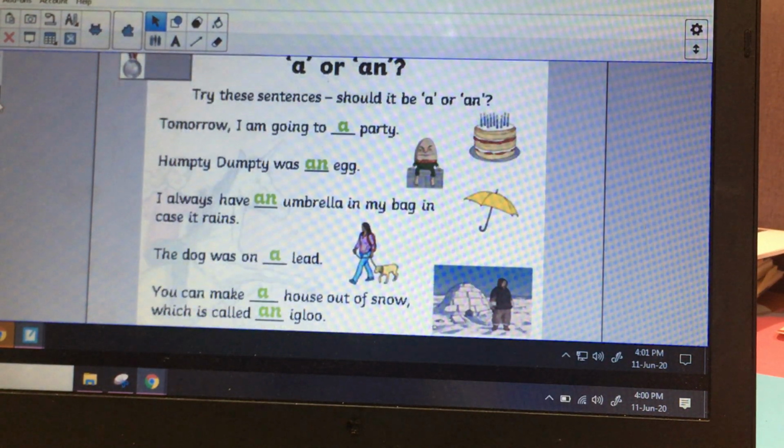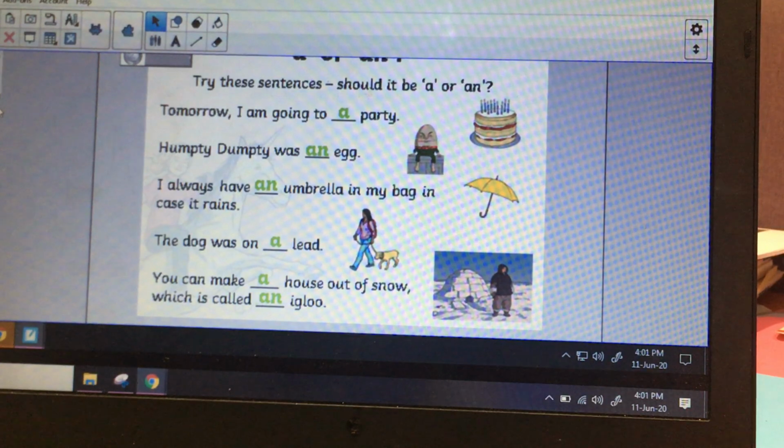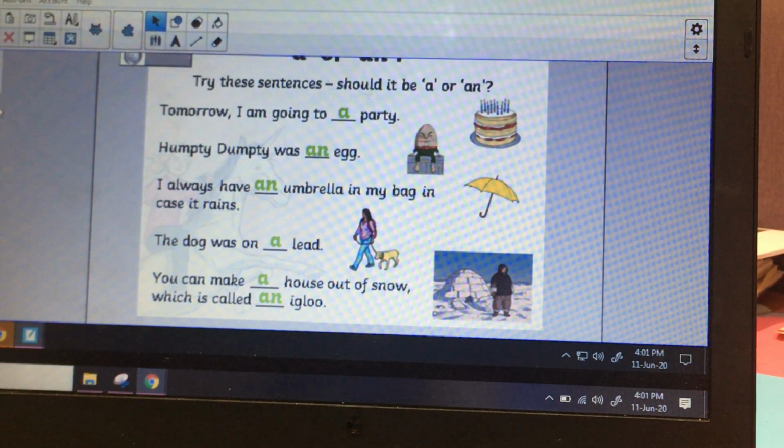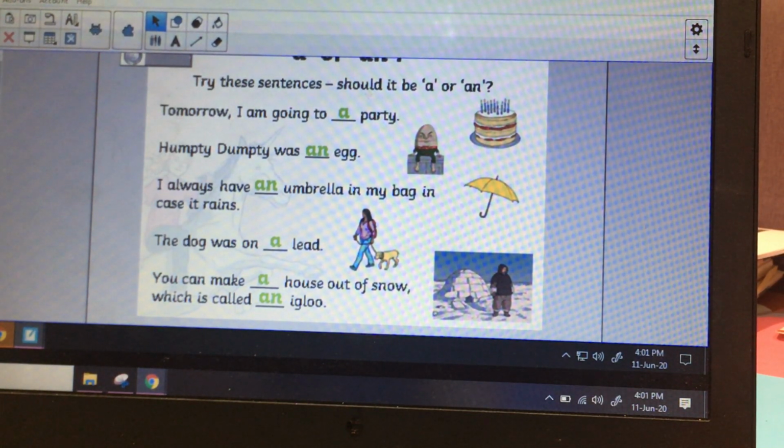All right, here are the answers. Tomorrow I'm going to a party, because it's a consonant sound. Humpty Dumpty was an egg. I always have an umbrella in my bag in case it rains. The dog was on a lead. You can make a house out of snow, which is called an igloo. Again, how many did you get out of 6? Let's see if we can keep up those high scores.